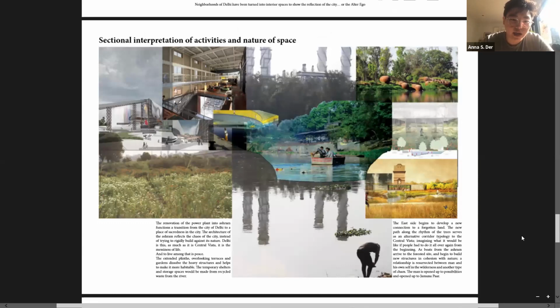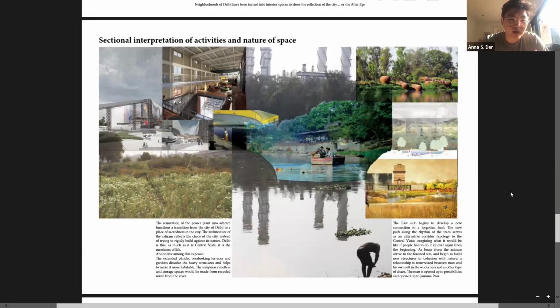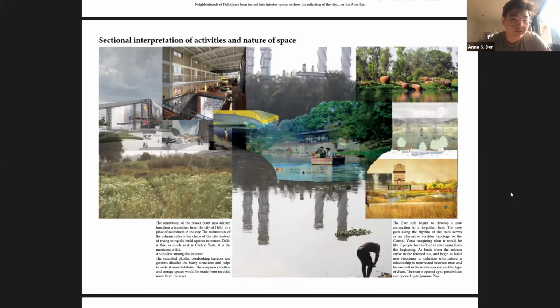We talked again about how the renovation of the power plant functions as a way to engage with the west side of the city of Delhi and a sacred place within the city. We sought to, again, talk about the chaos of the nature of the city of Delhi, and to say that our answer to the alter ego of the Central Vista is that this chaos also is a part of Delhi as much as anything else. And that has to be represented in a proper, formal way.